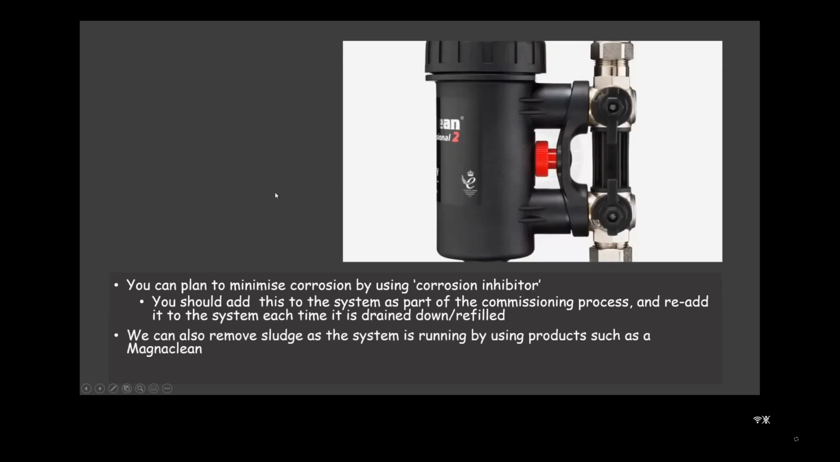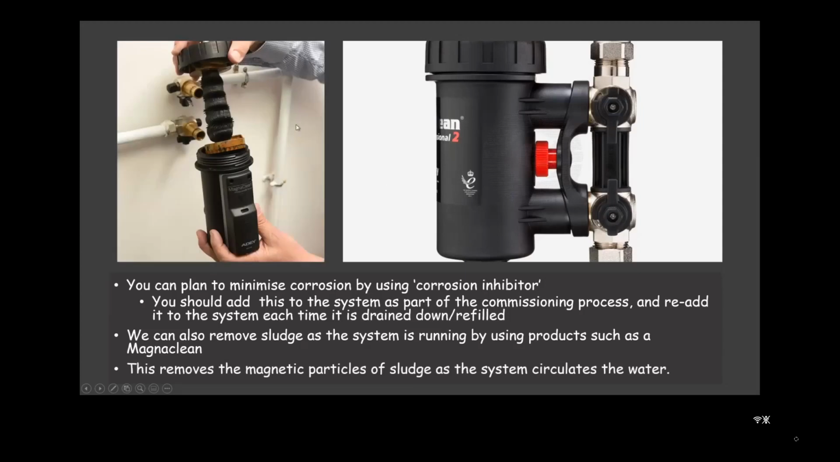Another good way of removing the sludge during everyday operation is by installing something called a MagnaClean. A MagnaClean is a great bit of kit, and it'll essentially pull out those particles of iron, because iron oxide is still magnetic. So as the sludge flows around the system, if you put this on the return just before the boiler, it should pull out the majority of the sludge from the system just during normal operation, and periodically you'd need to take this out, clean it off, and then reinstall it.